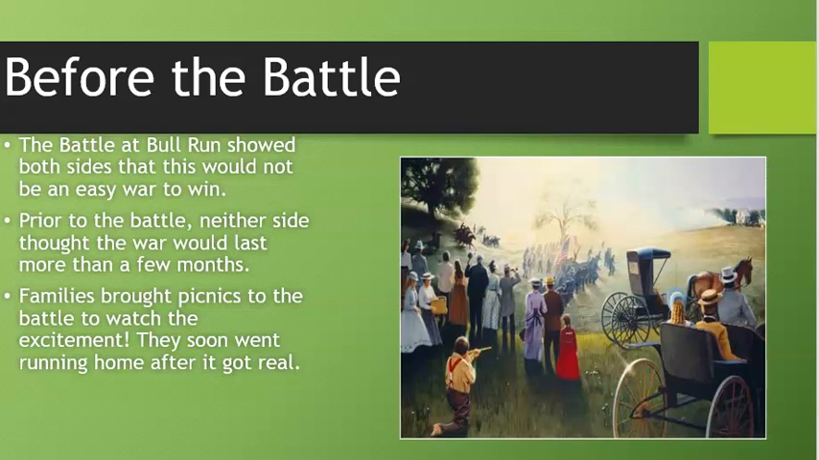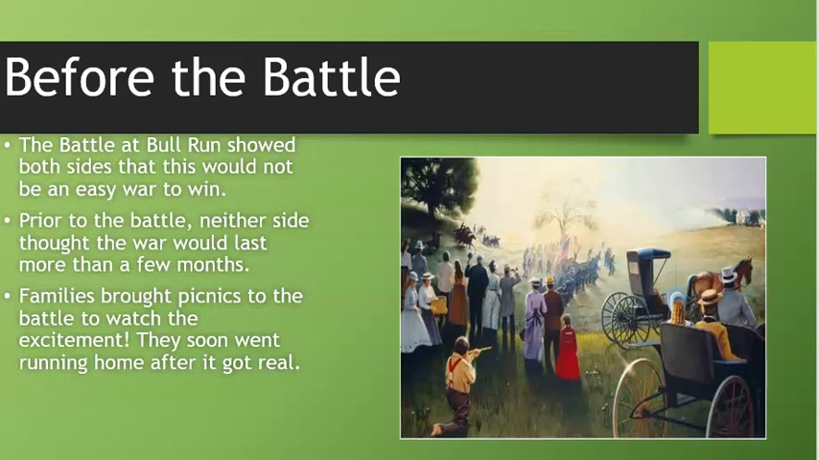And this battle shows that to both sides. So both sides think this is going to be a fast war. It's going to be easy, quick to win. The Confederates know that if they ever want to win, it has to be fast. And the Union thinks, hey, we have all the people, we have all the stuff, we'll win right away. But after this battle, both sides realize that this war will last a long time, and it will last five years.